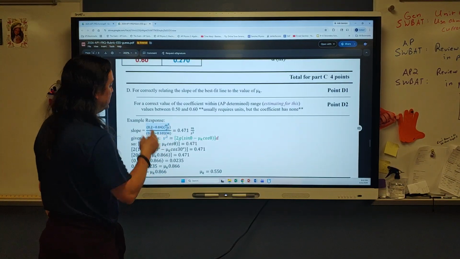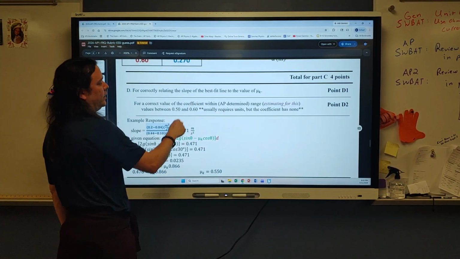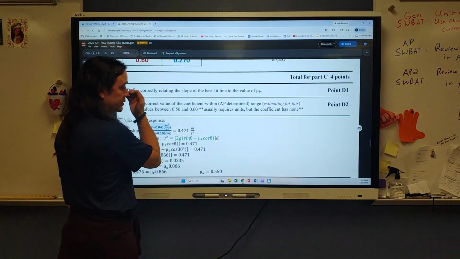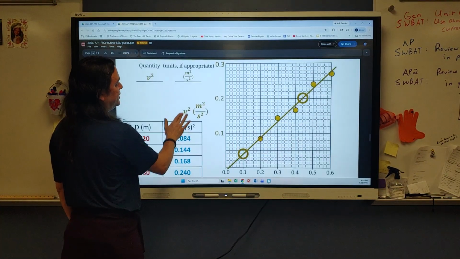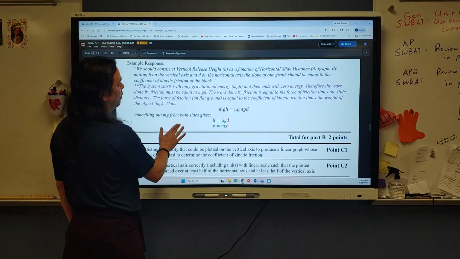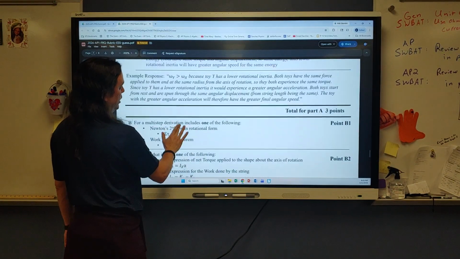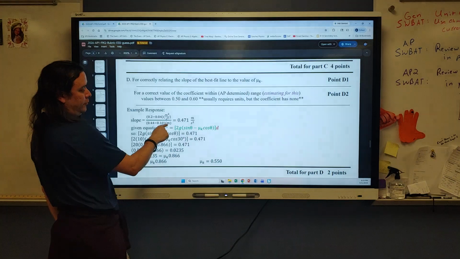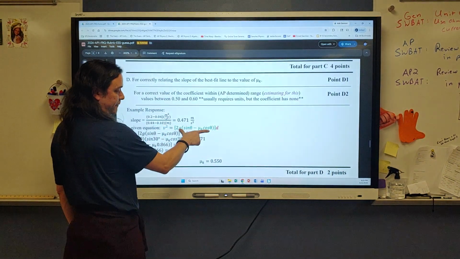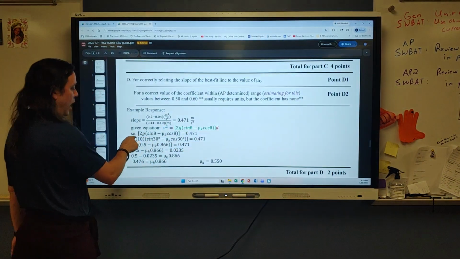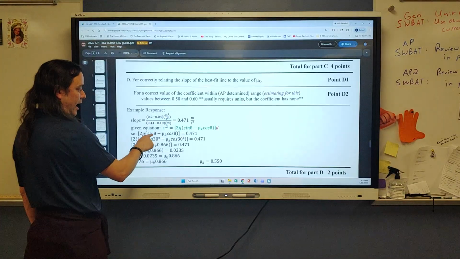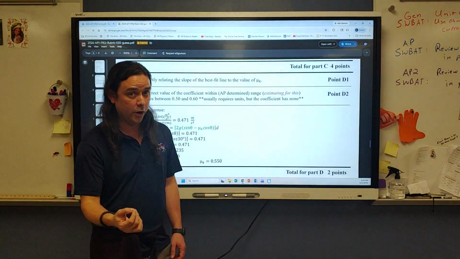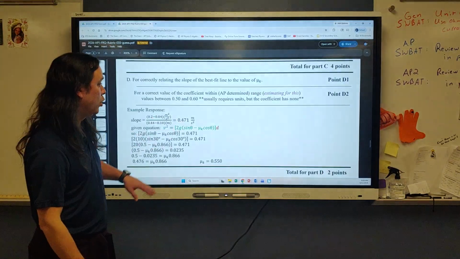The last 2 points. The first one is for correctly relating the slope of your best fit line to the value of mu sub k. So that was that part where we identified that our slope would be equal to, I'm getting ahead of myself. I've got it even color-coded here: v squared equals that mess of stuff, here's my slope, d, and so I've written specifically that I've got that mess of stuff equals what I found as my slope. Try and make that clear to the grader what you're doing.